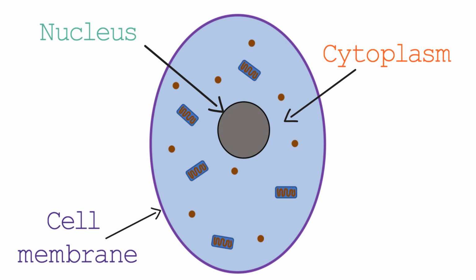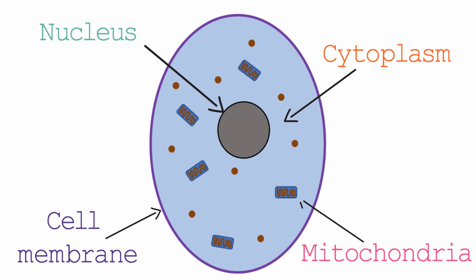Human and animal cells also have mitochondria. These are found in the cytoplasm of all living cells. They are responsible for some of the chemical reactions that take place in respiration, and respiration releases energy that the cell can use. Cells that require a lot of energy have a lot of mitochondria in them.